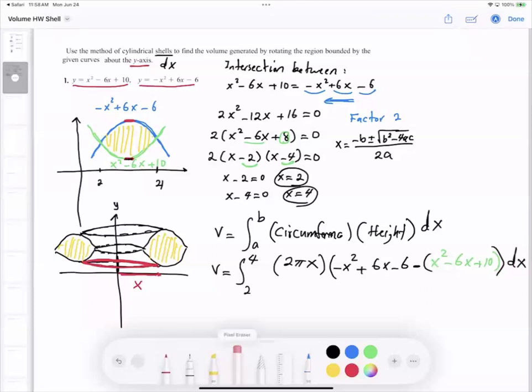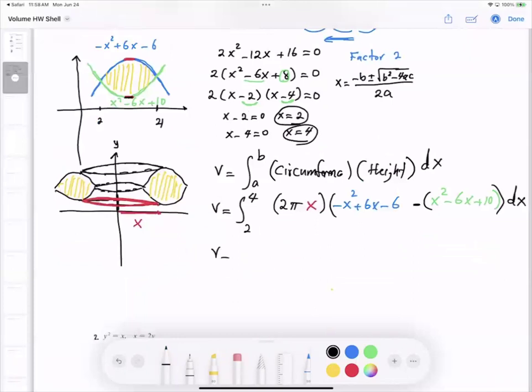So here you can change this to 2 pi times x, and the top function, the maximum y value, which is located on negative x squared plus 6x minus 6. And then you do the subtraction, and the rest is basically taking the integral as you saw before.